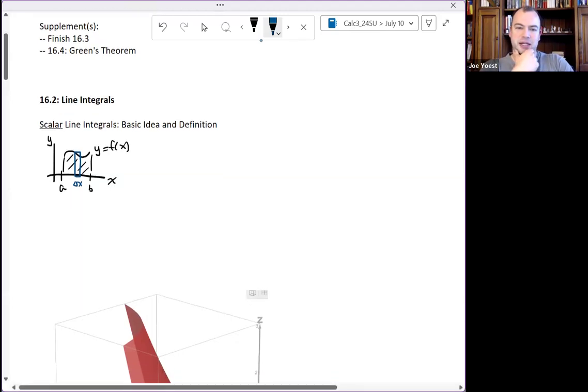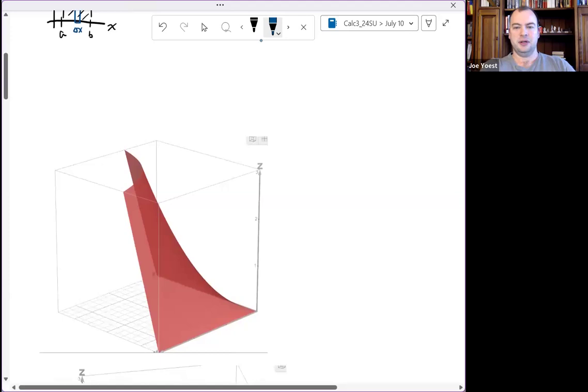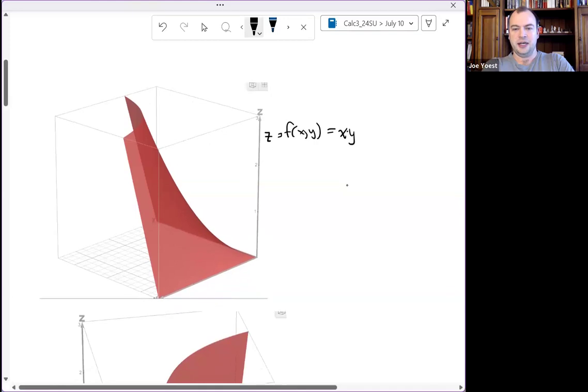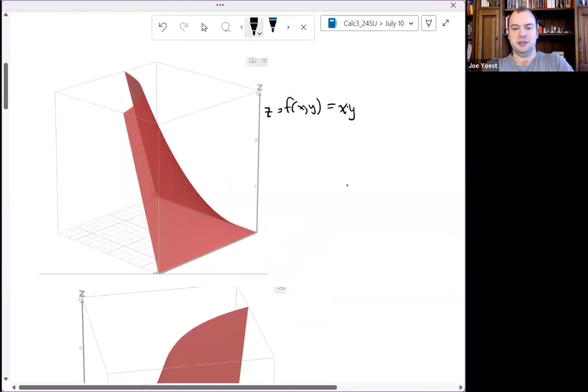Okay, so what is a line integral then? Well, here let's consider a function z equals f of x comma y. And this particular function that I'm showing here is just x times y. It's complicated enough that it's not super boring, but it's simple enough that we can pretty easily tell what's going on. And I have two different perspectives here.